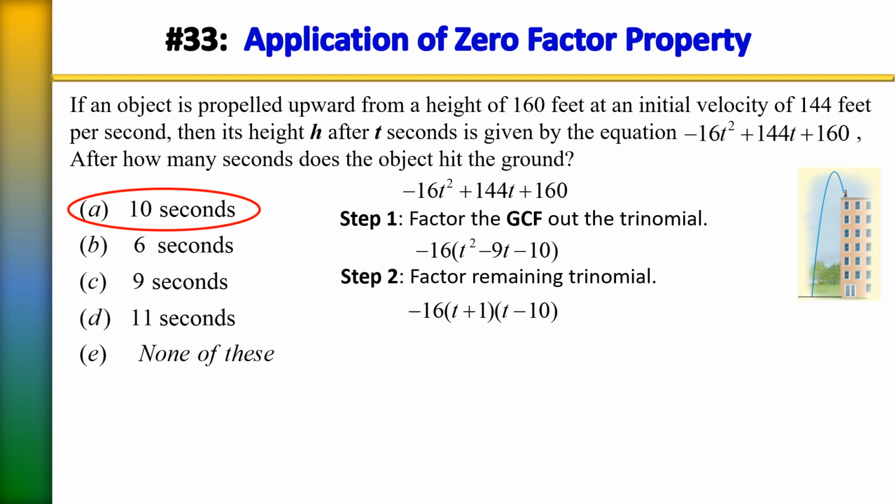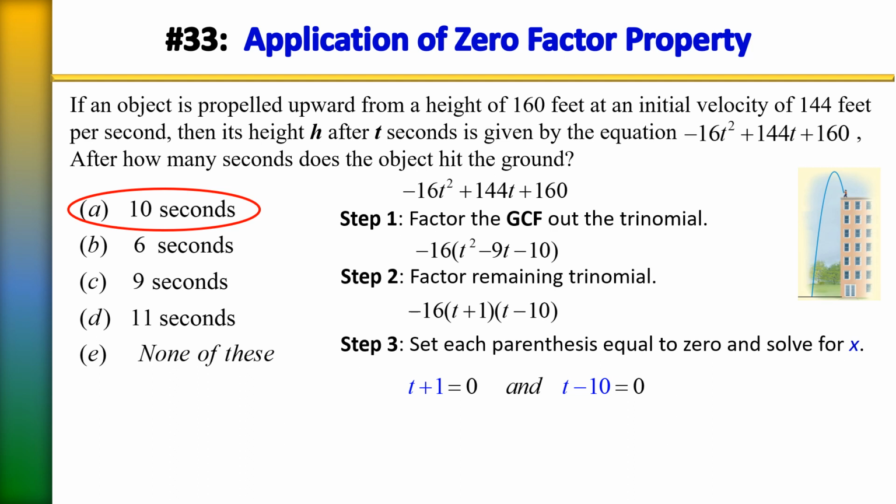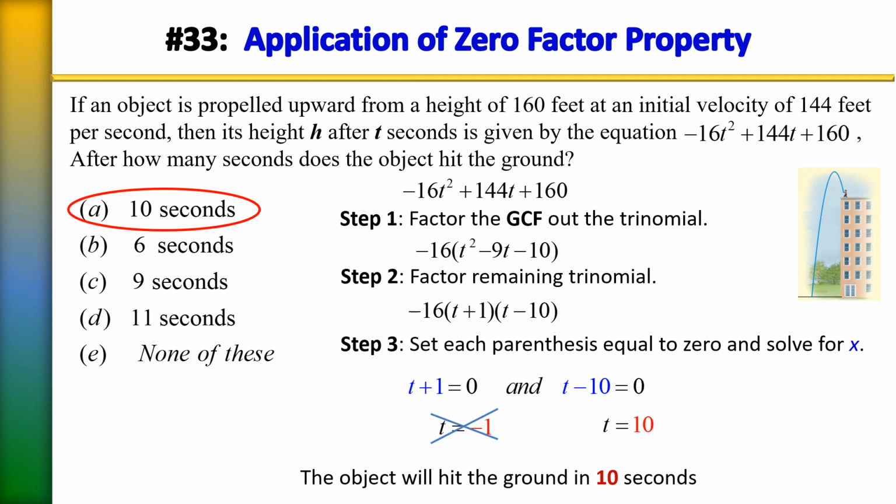Next, I want to take each parentheses, set them equal to 0, and solve for x. So taking the first and solving for x, we can see that x would equal negative 1 and the other x would equal 10. Now, since time cannot be a negative, we have to throw the negative 1 out. So therefore, the solution is 10. The object will hit the ground in 10 seconds.